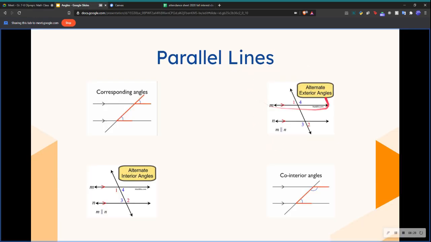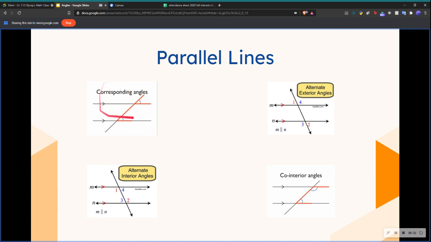Okay. I remember we covered parallel lines last week, but let's review them as well, because we'll be using them in some problems later on. So remember, parallel lines are just lines that never intersect each other. And there are some very interesting properties that you can get with angles when you cross a transversal line in between two parallel lines.